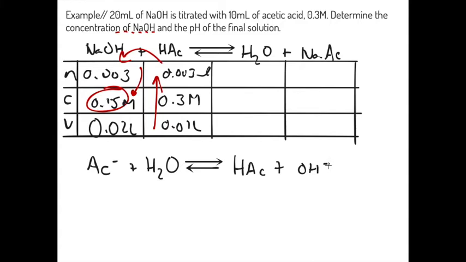Right away we look at this and we notice that our acetate ion is acting as a base. It's producing hydroxide. We're going to need a Kb value to figure out what's happening here. In fact, we even know the pH of our final solution is going to be greater than 7 because of the presence of hydroxide. So we have a neutralization, and we're looking for the presence of a salt that interacts with water.